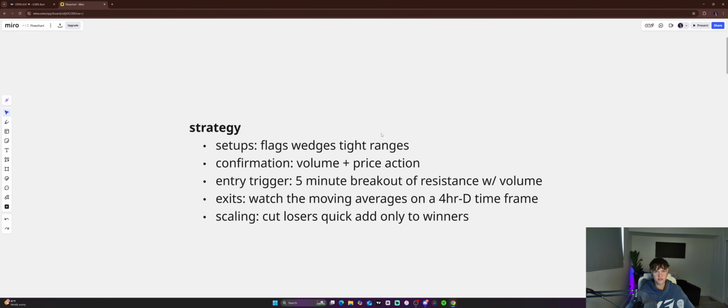Now, the entry trigger is basically when you're entering the trade. It's a 5-minute candle close, or you can use the 1 minute for a faster entry.